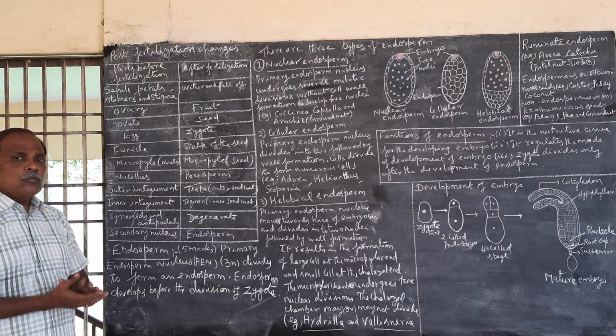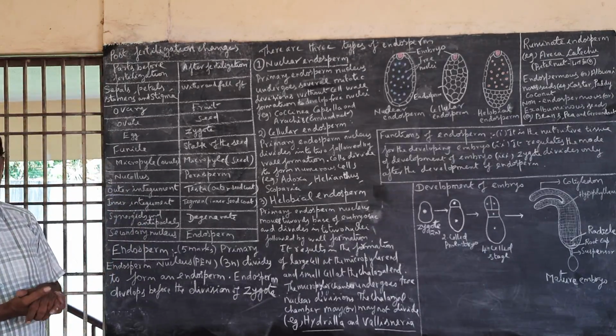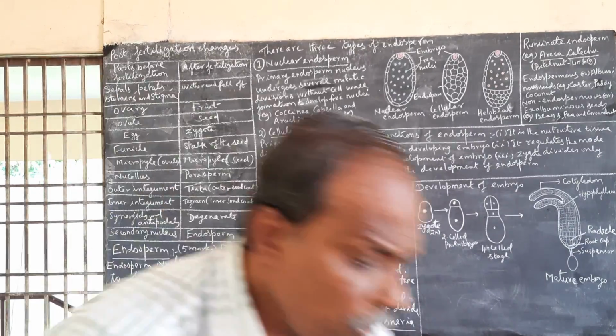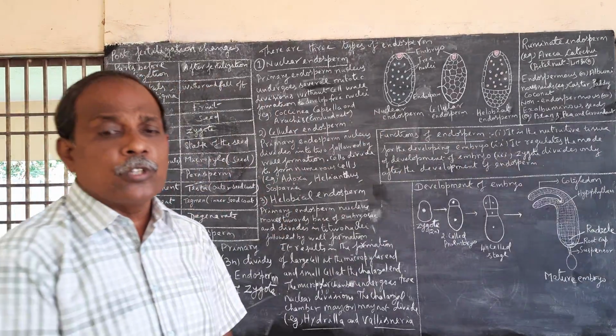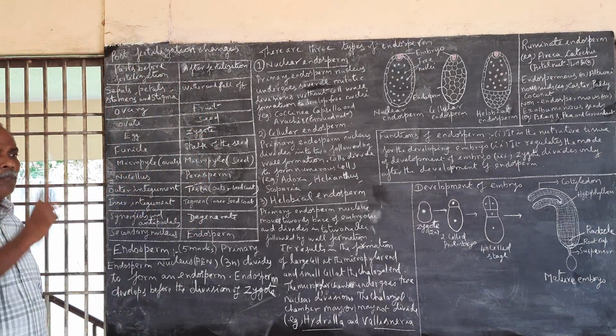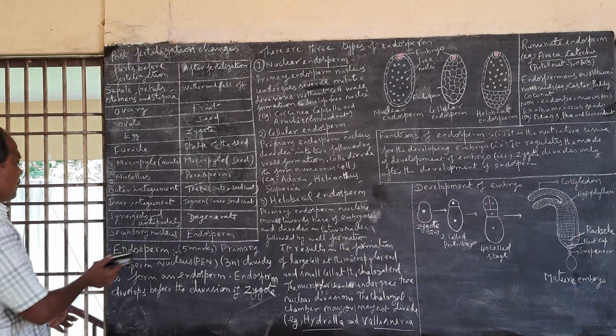So now you must know about the endosperm. What is endosperm? When does it develop? The endosperm is a nutritive tissue which supplies nutrition for the developing embryo. For example, you know very well about the coconut.